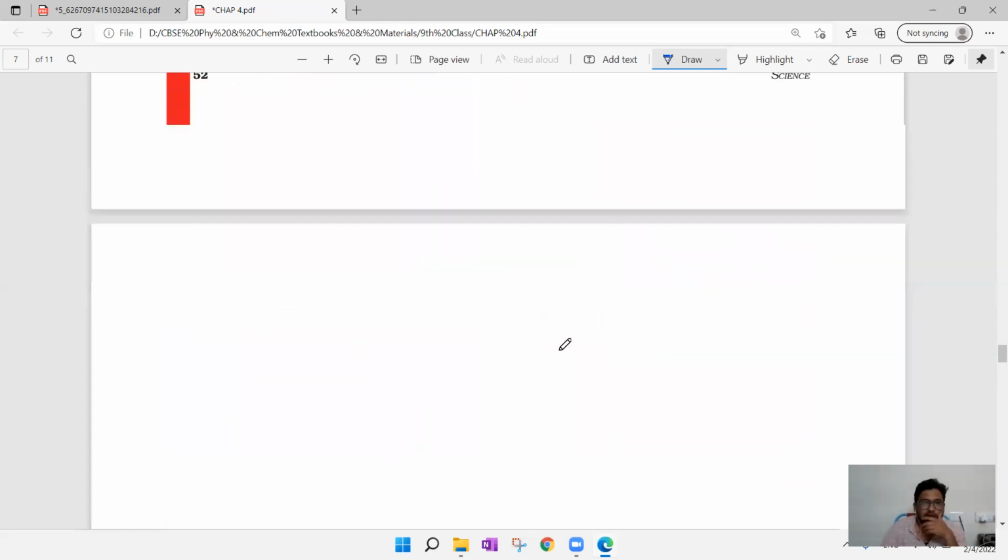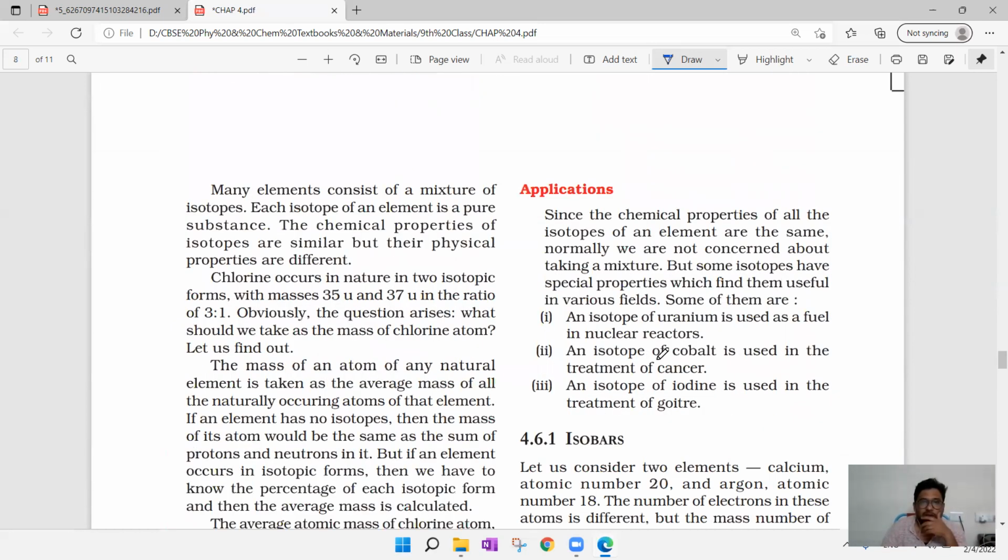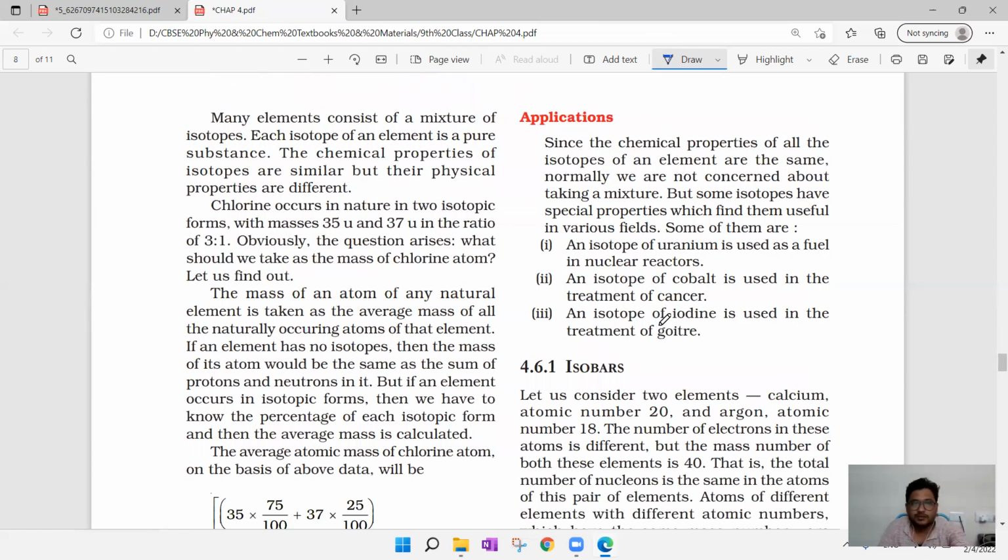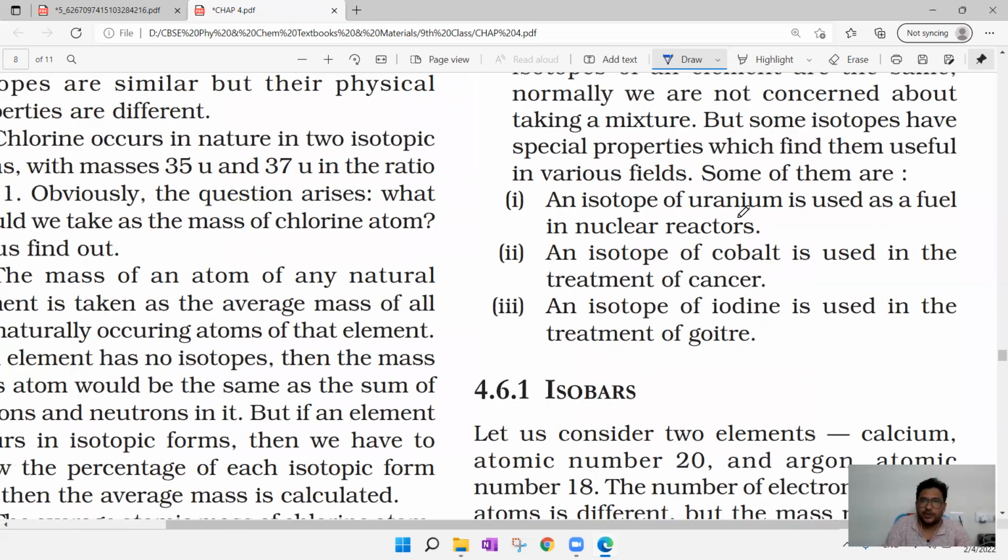Next, we have applications, where we can use isotopes. Here you see, an isotope of uranium is used as fuel in nuclear reactors. Isotope of cobalt is used in treatment of cancer. Isotope of iodine is used in treatment of goiter, which is in the thyroid gland.